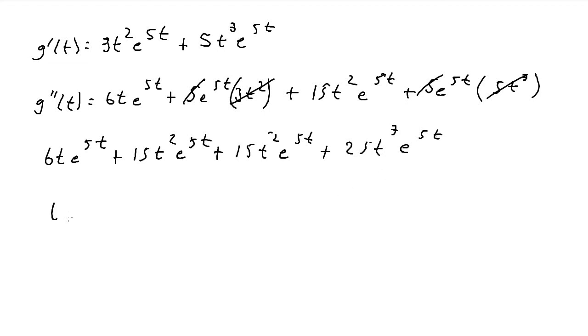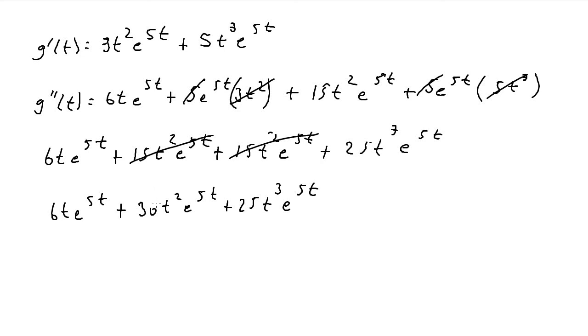So then we have 6t e to the 5t. Now 15t squared e to the 5t plus 15t squared e to the 5t is going to be 30t squared e to the 5t. So 30t squared e to the 5t. And then we have plus 25t cubed e to the 5t.